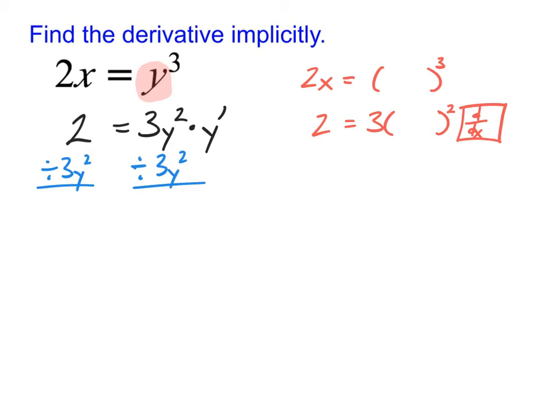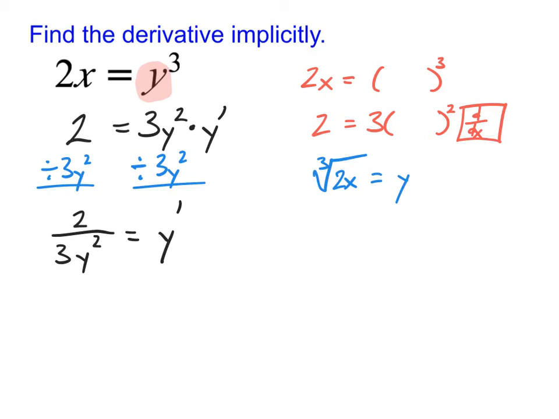And so then that's going to give me 2 over 3y squared equals y prime. And there we have our derivative. Now, you could have, in this case, also solved this explicitly, where you could have solved the original equation for y, so you could have turned it into the cube root of 2x equals y, and you then could have solved from there.